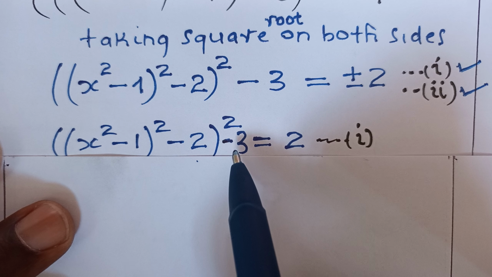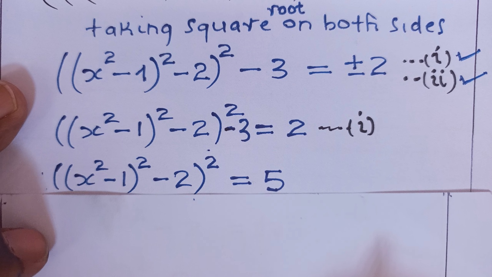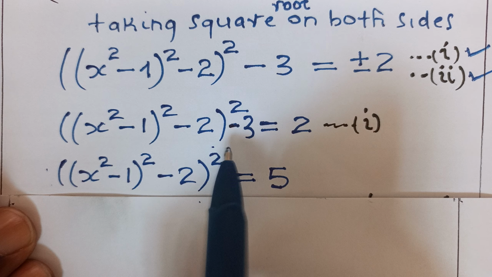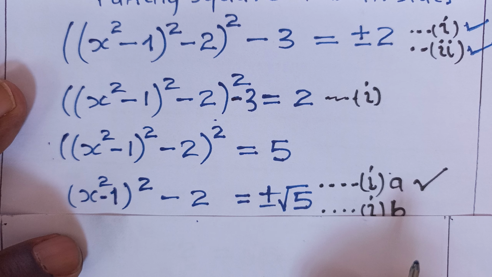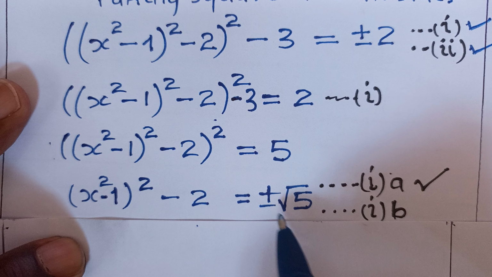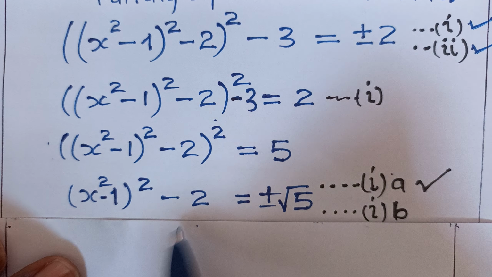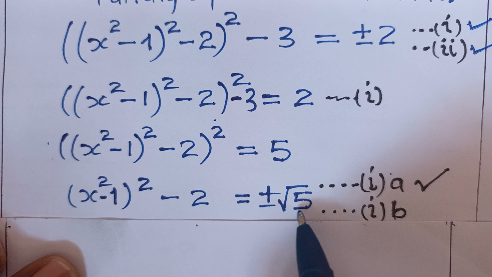Now I can bring this 3 on this side so that now you get 5. So that is 5, and now I take the square root on both sides. When I take the square root, this becomes plus or minus square root of 5, and this square is removed on this side. Yet again we have two equations, one with positive square root of 5, another one with negative square root of 5.